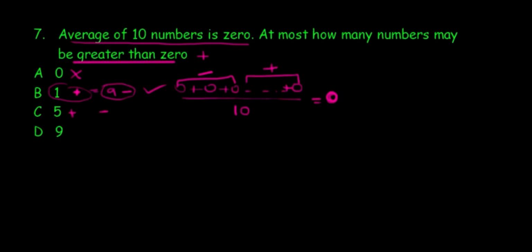You can have 5 positive values and 5 negative values. No problem. Even that would work. You could have 9 positive values and 1 negative value. That would work as well. Because they use the words at most, that means the maximum possible value you could have, we go with 9.